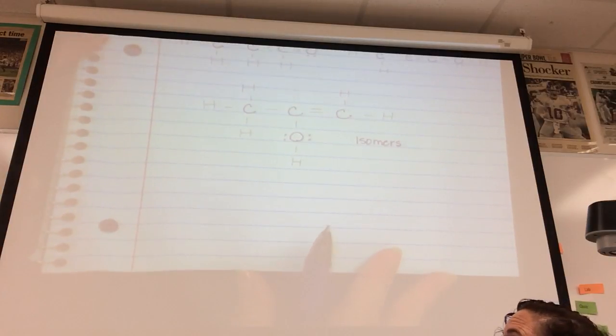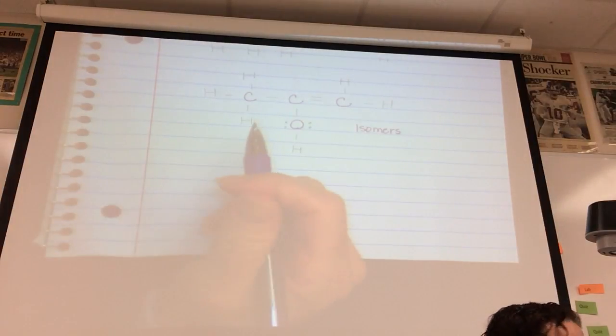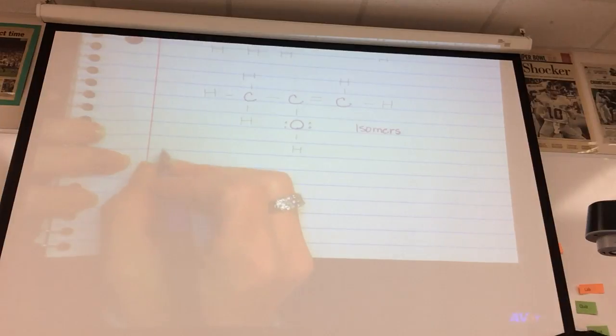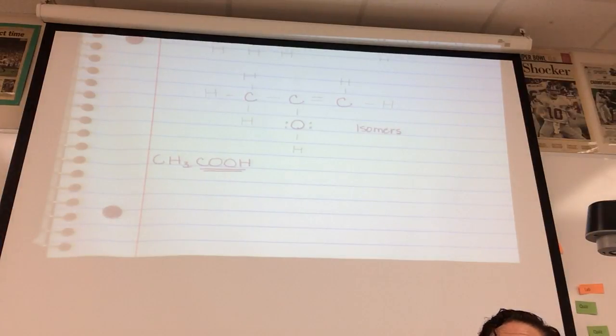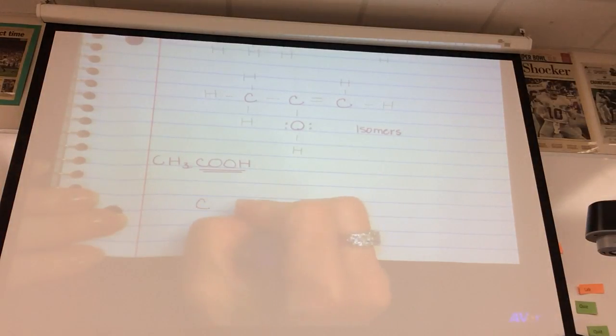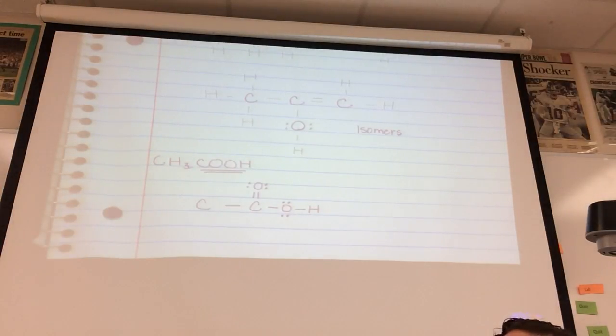Another structure I'd like to show you, and this one you're going to see in the lab, and you probably saw it a smidgy last year. We've got CH3COOH. This carboxyl group has a specific structure. It's not very often O's linked together. You do see it in hydrogen peroxide, which you'll see in the lab. This carboxyl structure is C double bond O, single bond OH. You want to know what that carboxyl looks like. You'll see it on your quiz, your test, etc. You'll see it in the lab.